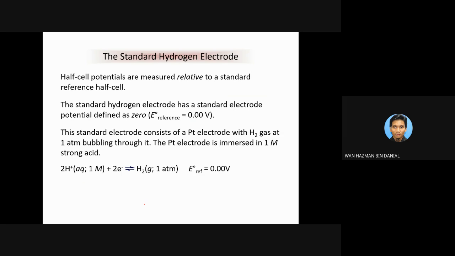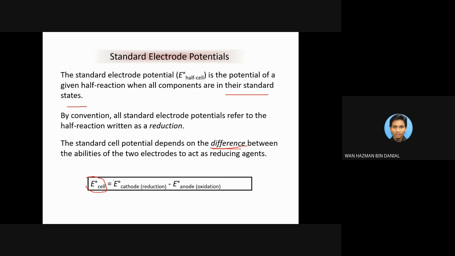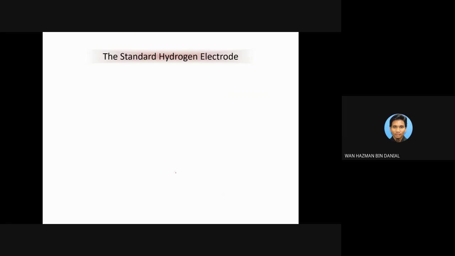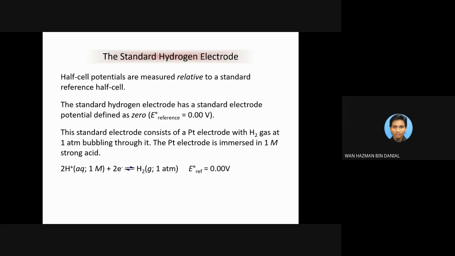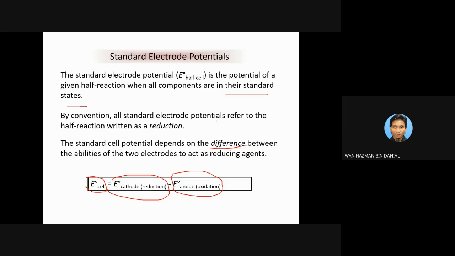So if half cell potentials are measured relative to a standard half cell, how do we calculate the half cell potential? For each of the E naught cathode and E naught anode, they are relative to the standard hydrogen electrode. Because it is zero, we get the value for each metal, anode or cathode. When we subtract, the difference, like I drew, is equal to E cell.